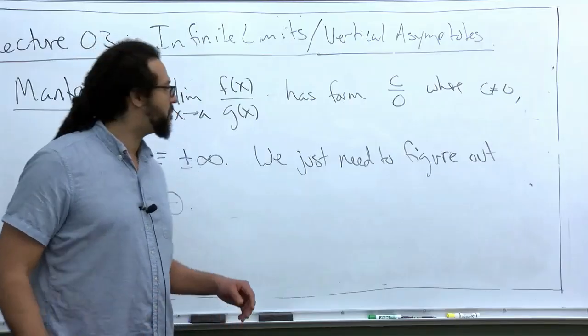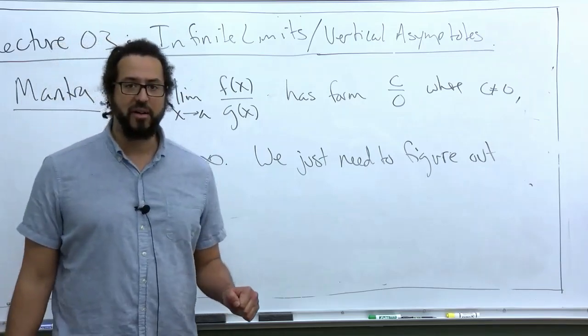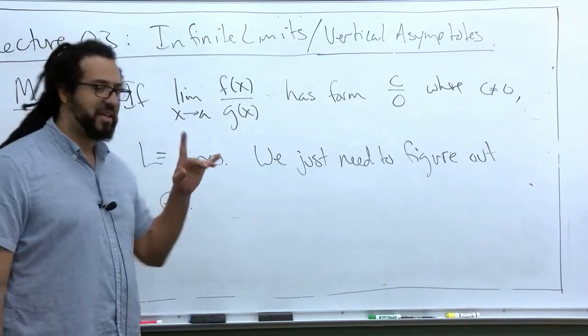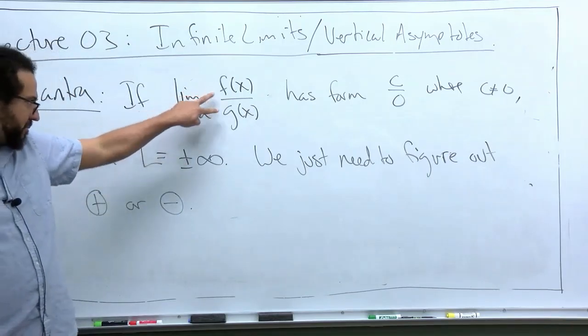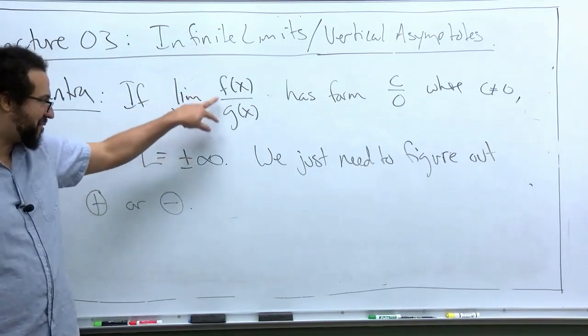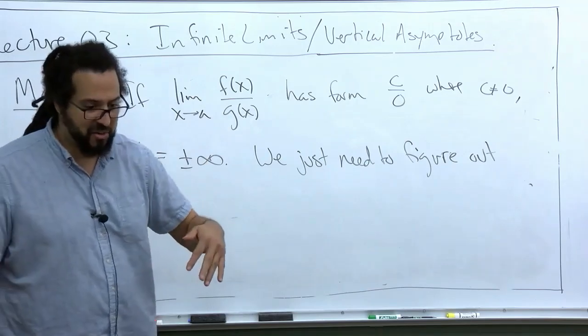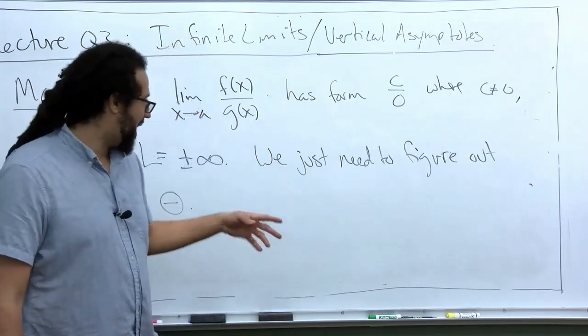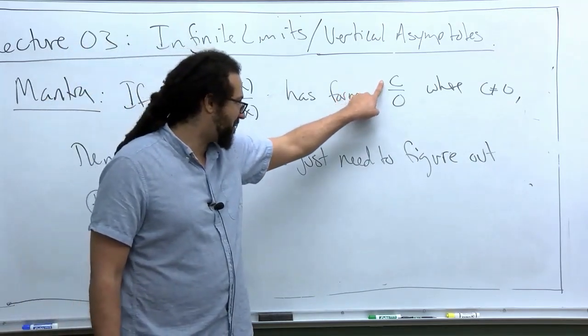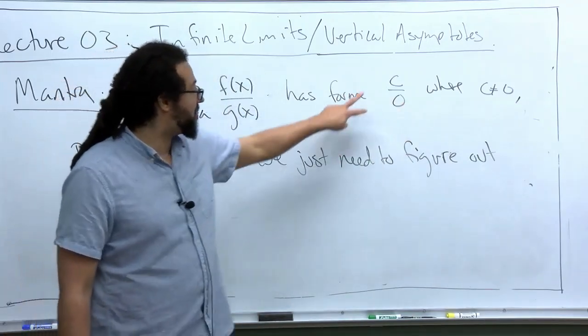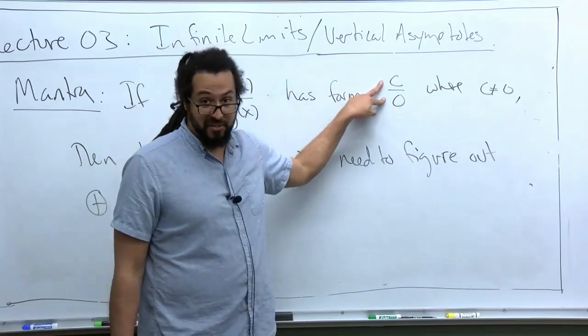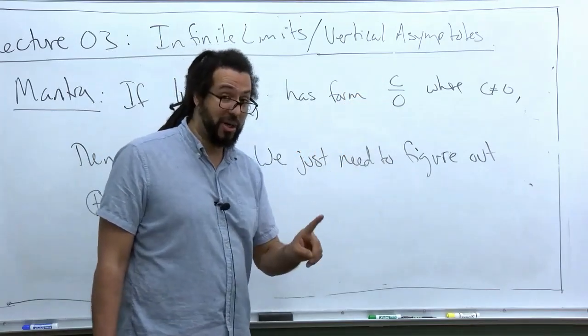Okay, before we launch into our examples, it would be good to keep the following in mind. So if we've got a fraction, limit as x approaches a of f of x over g of x, and let's say you plug in the number and you get something of the form c over 0 where c is not equal to 0. First of all, this thing is undefined. It has no meaning. Here's what we really mean.